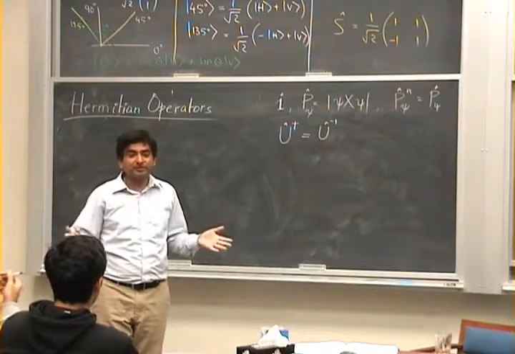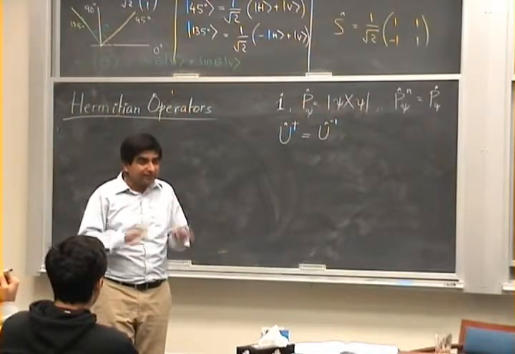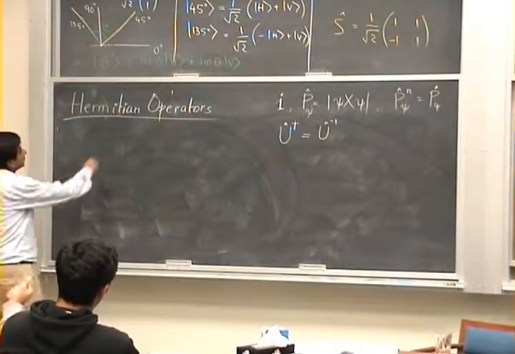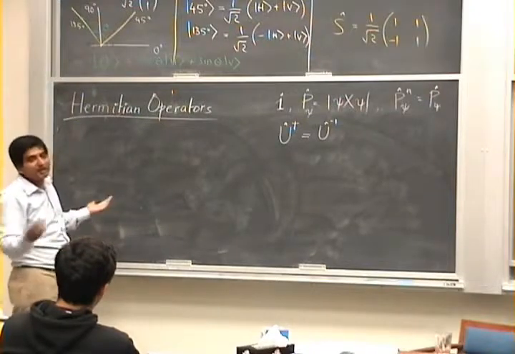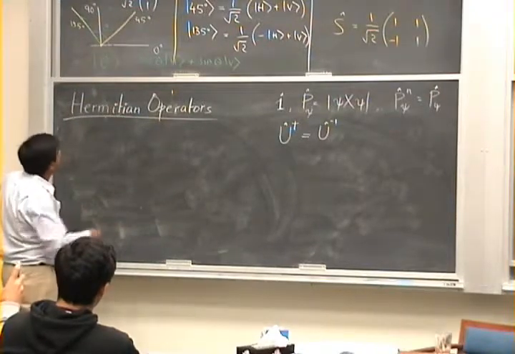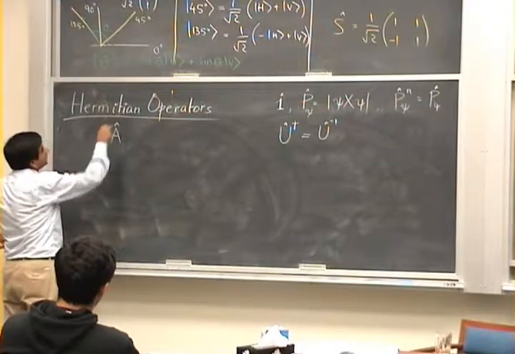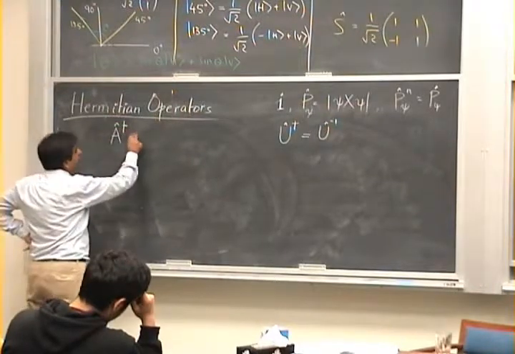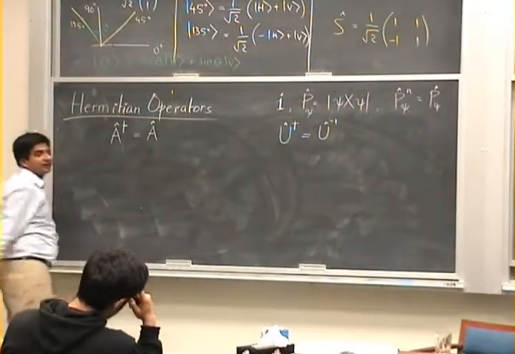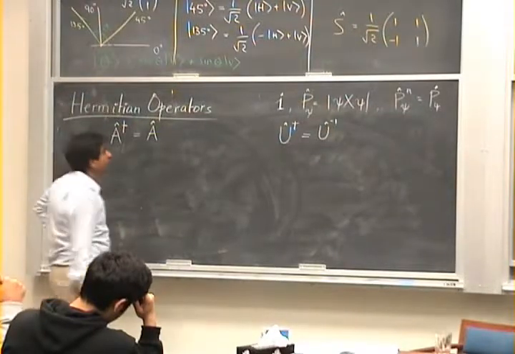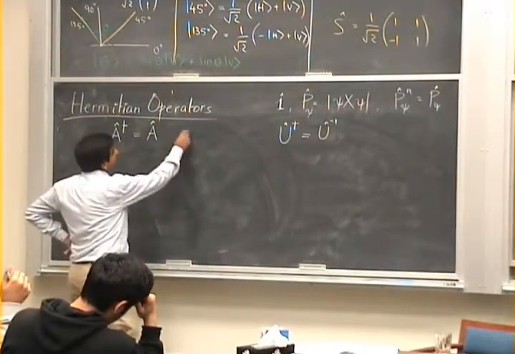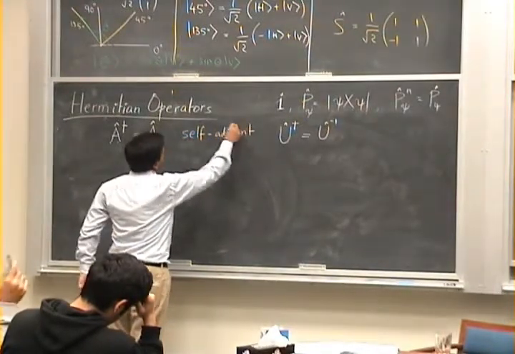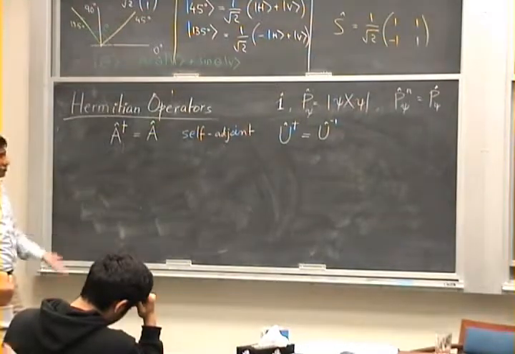We have to probe the quantum system and make some measurement. And this is where Hermitian operators come in really important. So what is a Hermitian operator? Suppose operators are just represented by letters with hats on top of them. So if I have an operator, I label it by A, and its adjoint is equal to the operator itself, then this is called a Hermitian operator, or for finite dimensional systems, it's called a self-adjoint operator. So for all practical purposes, a Hermitian operator is a self-adjoint.